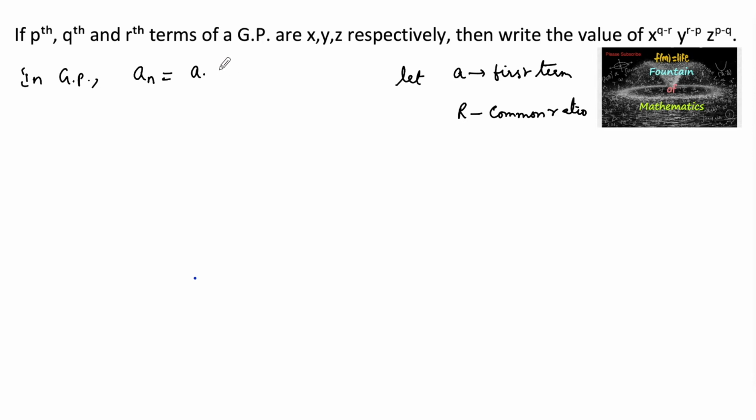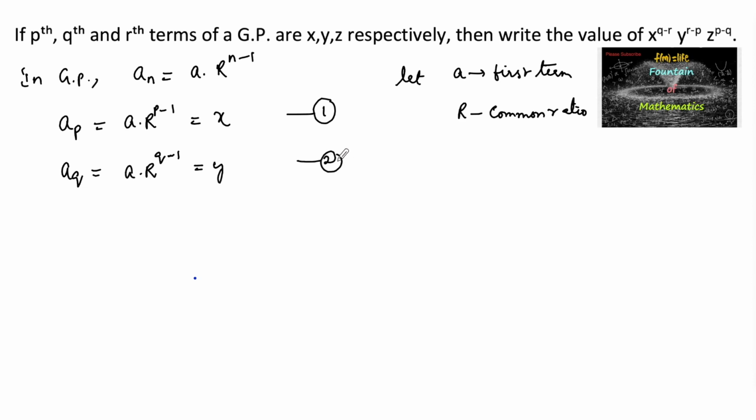So we can write a into r to the power n minus 1 is the general term. Therefore the pth term, ap, is equal to a into r to the power p minus 1, which is given as x. Make this equation 1. The qth term, aq, is equal to a into capital R to the power q minus 1, which is equal to y. Say this is the second equation. The rth term is given, ar is equal to a into r to the power r minus 1, which is equal to z. Take this as equation 3.